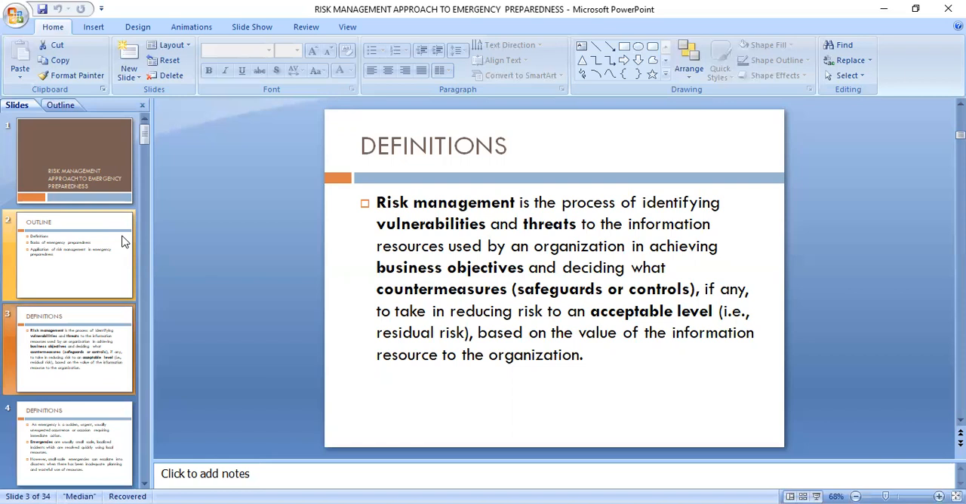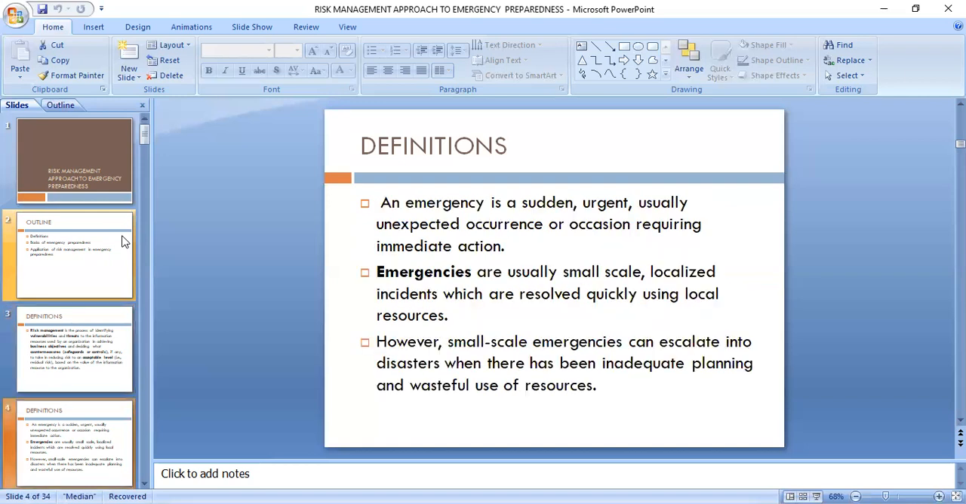Then, having identified the risk, we now look at countermeasures, controls that we can use to address those risks, to reduce the risk to an acceptable level. Okay, so the acceptable level of risk is what we mean by residual risk. So we also have emergency.